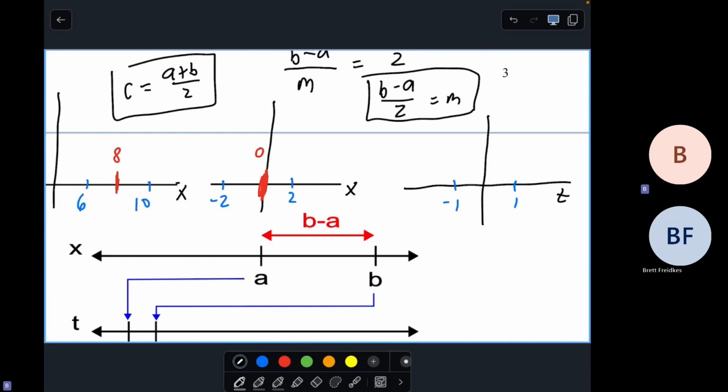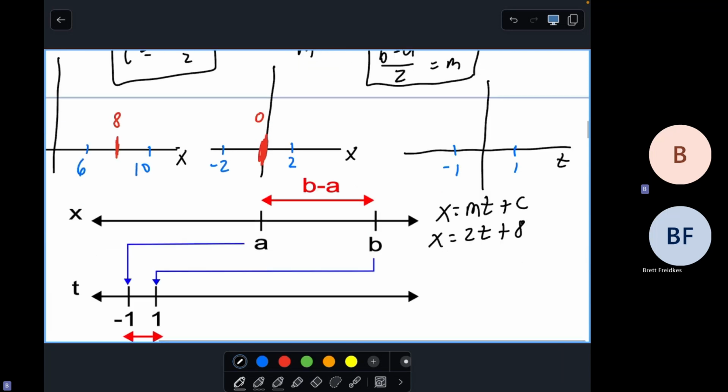If you want to convert back from this equation, x is equal to mt plus c. In this problem, we found that m was 2. Those are the bounds divided by 2. And then we found that c was 8. That's what it ended up being, right?